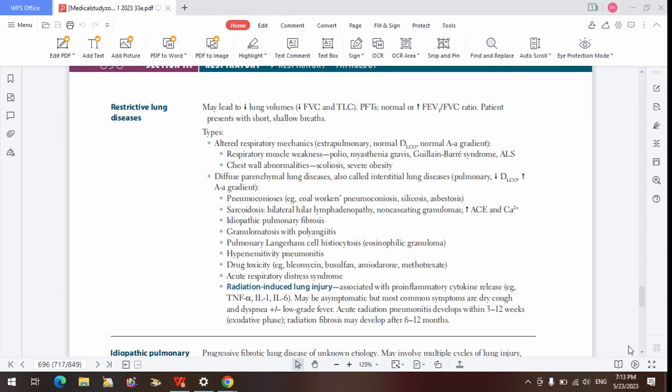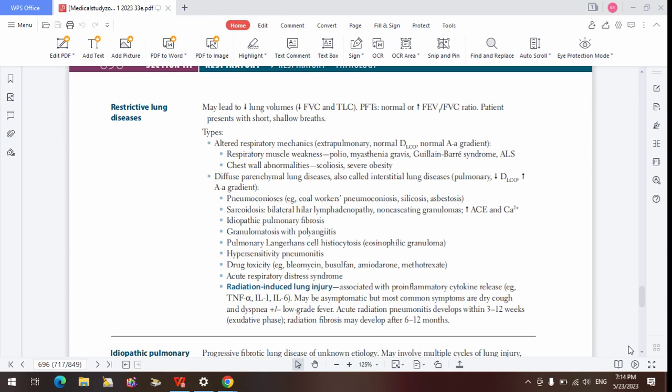Respiratory muscle weakness: polio, myasthenia gravis, ALS, and the other ones. Now, these ones are extrapulmonary. They are not a problem with the lungs itself. It's the muscle and the chest wall. They are going to have a normal diffusing capacity for carbon monoxide, because it's not affecting diffusion of carbon monoxide across the respiratory membrane. If you give carbon monoxide, it will still diffuse across the membrane. There's no problem with it. And the A-a gradient will be normal. They will have hypoxia, but the A-a gradient will be normal because it's affecting both the alveolar partial pressure as well as the arterial partial pressure, like you guys have talked about. We've talked about it. A-a gradient is normal.